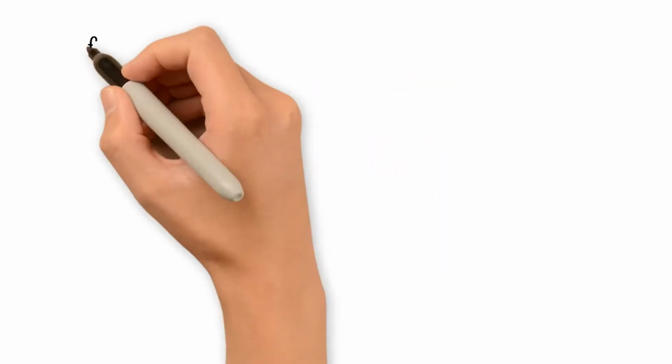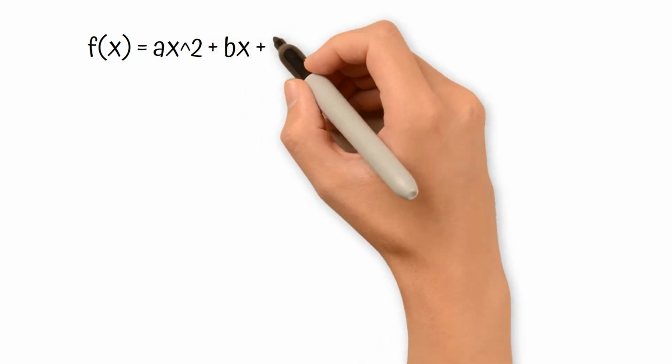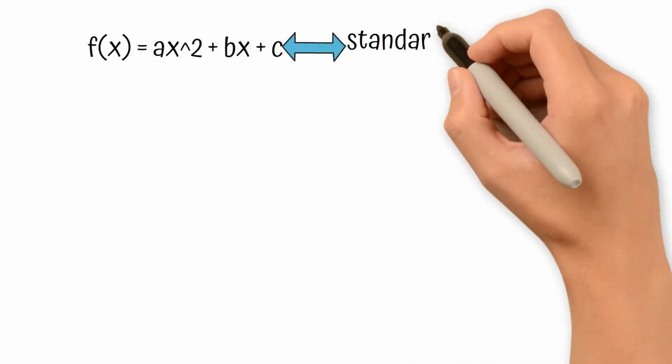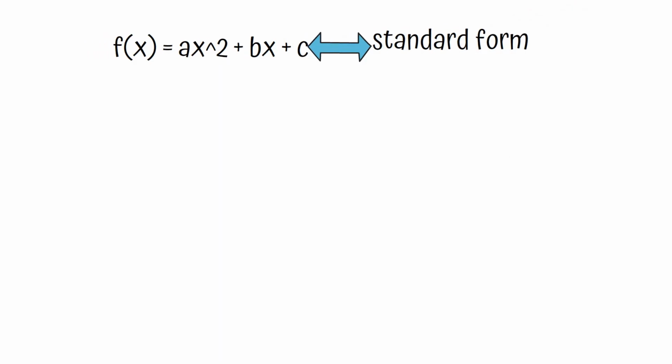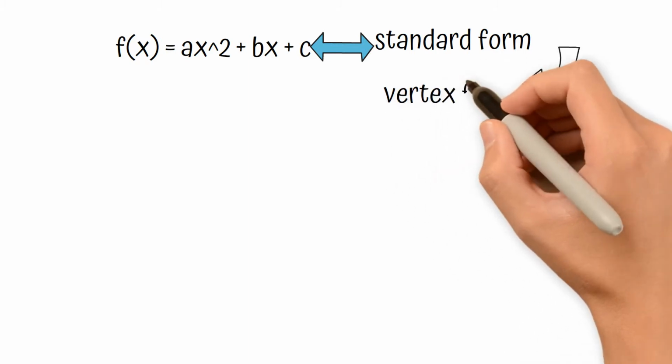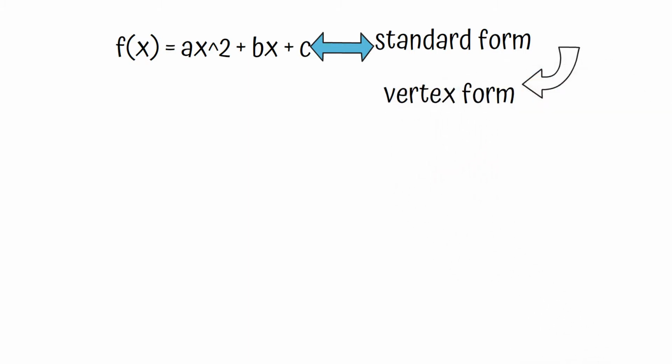The standard form of a quadratic function is ax squared plus bx plus c, where a, b, c are real numbers. However, the standard form can be converted into vertex form by the process of completing the square.